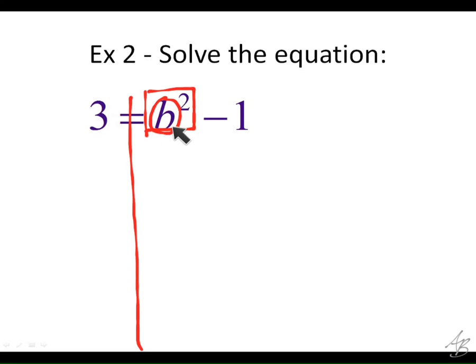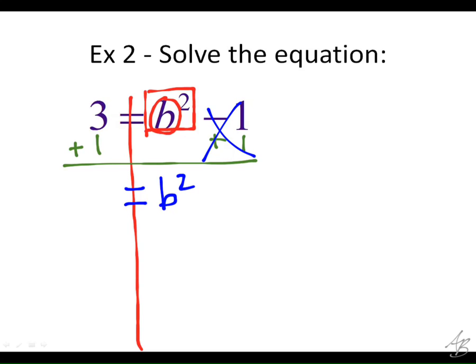So since we want to get the square by itself, I need to get rid of anything that's outside of the box first. This is the same thing we were doing when we had equations with the square roots. We have to get rid of everything outside the box first. So we're going to get rid of that minus 1 by adding 1. And simplify each side. On the right side, we're going to have the b squared. On the left side, we're going to have 3 plus 1, which is 4. Now the square is by itself.